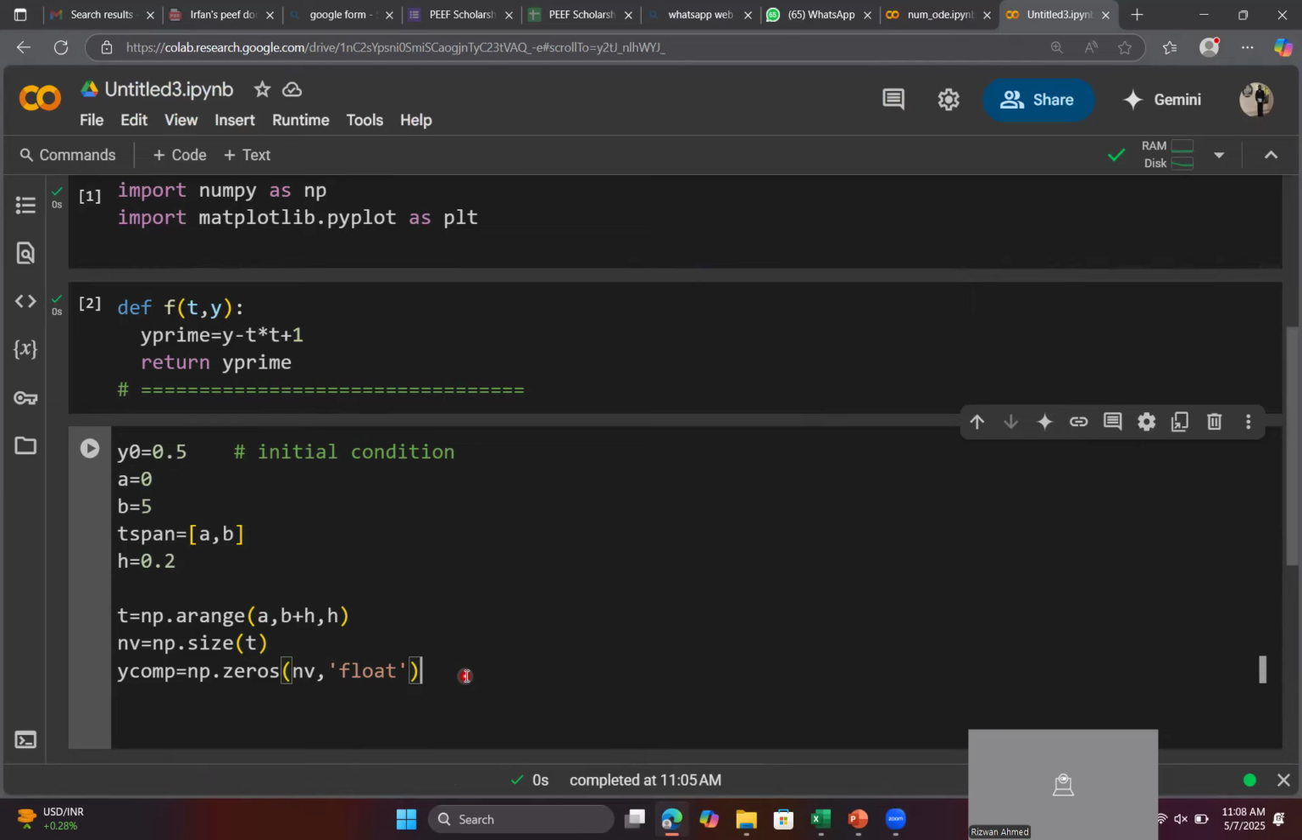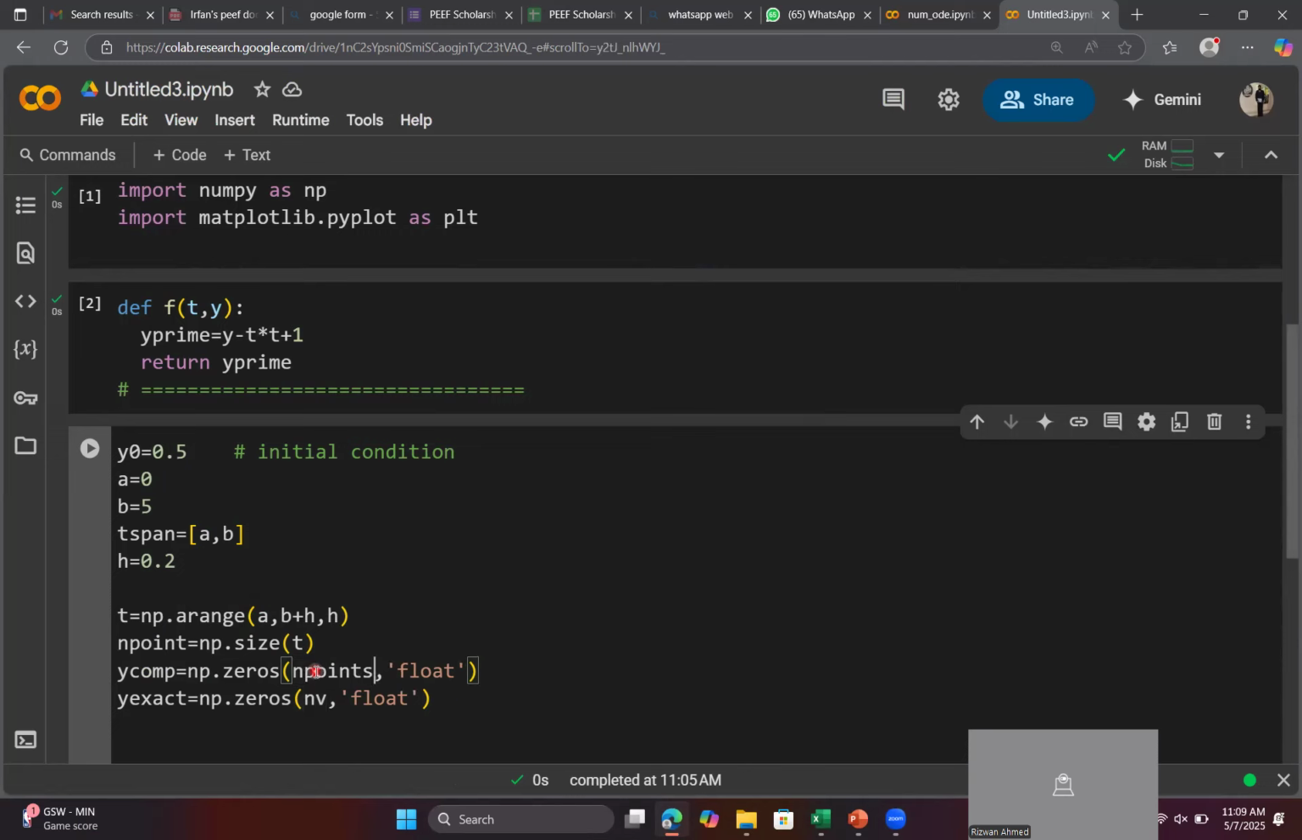For numerical techniques, we also like to generate the exact y. For this problem, we have access to the analytical solution. So you can have y exact of similar size: numpy zeros, number of points, float. This would be n points, the number of calculations required in the algorithm.